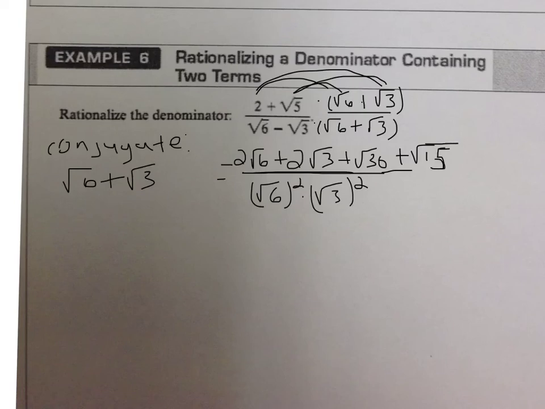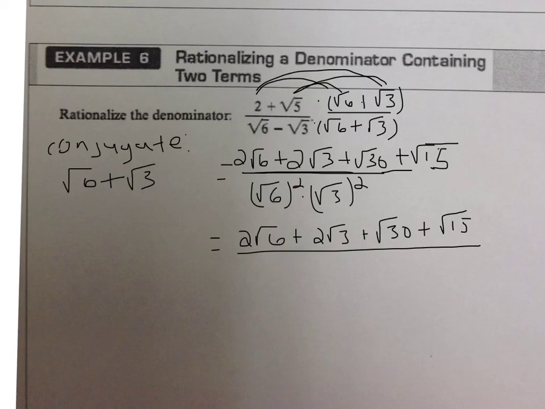Now, if I'm looking at the top, I've got the square root of 6. I cannot reduce the square root of 6. I've got the square root of 3. I can't reduce the square root of 3. The square root of 30 doesn't reduce either, and neither does the square root of 15. So the top's going to stay the same. Let's see what we get on the bottom. So repeat the top: 2 square root of 6 plus 2 square root of 3 plus the square root of 30 plus the square root of 15.